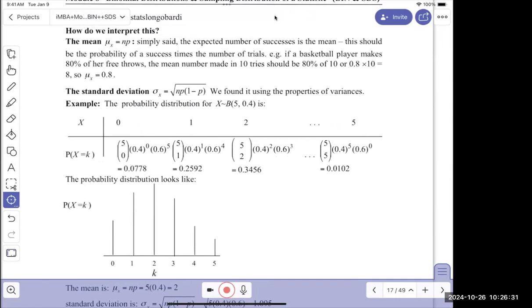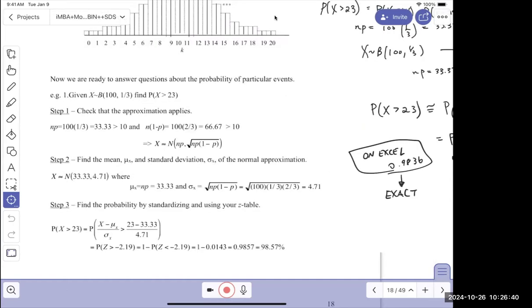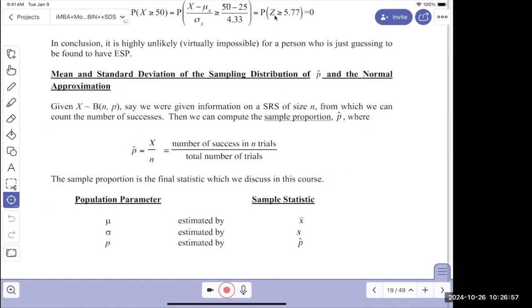Okay, so I'm going to repeatedly look, in this case it was five times. In this example it was 100 times, and the chance of seeing what I'm looking for is one third. So I'm going to count the number of successes. X is actually an example of a statistic. X is a statistic. Also, p hat is a statistic.